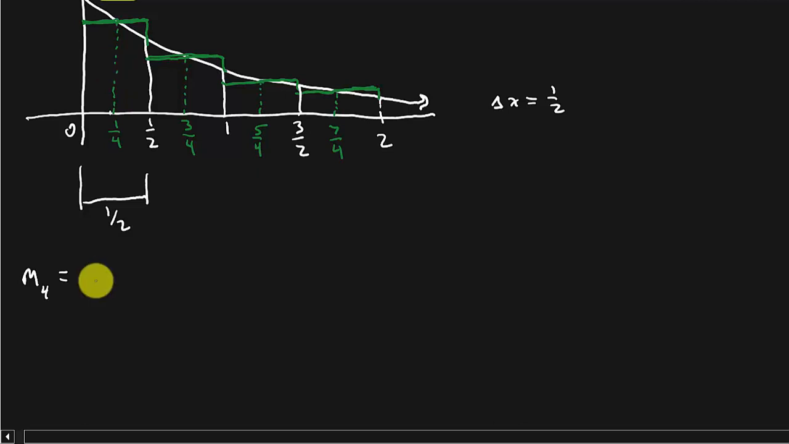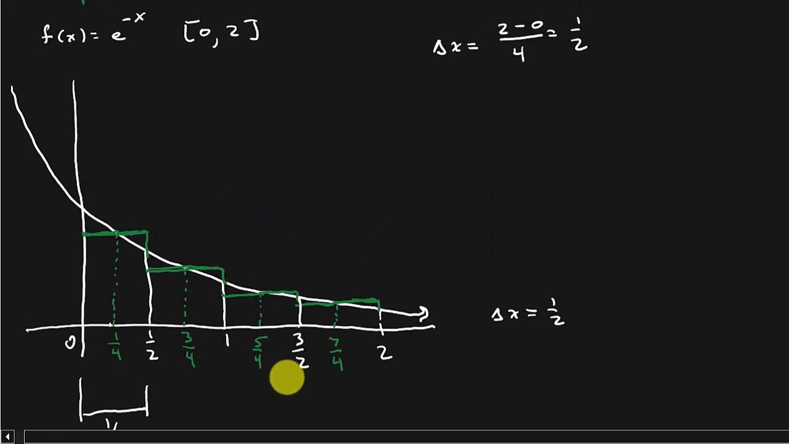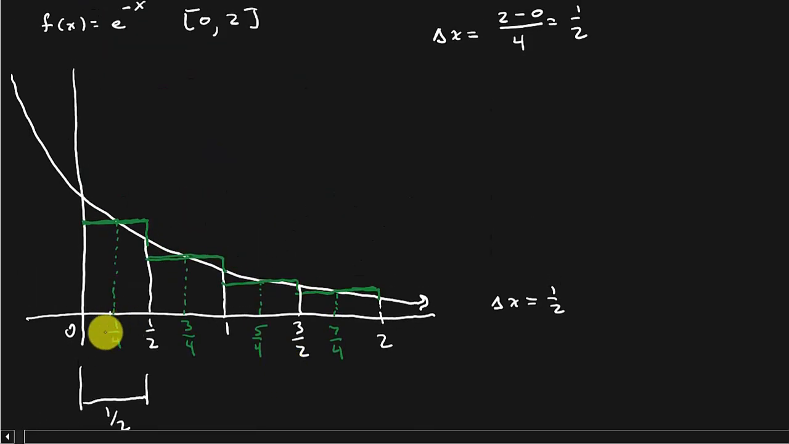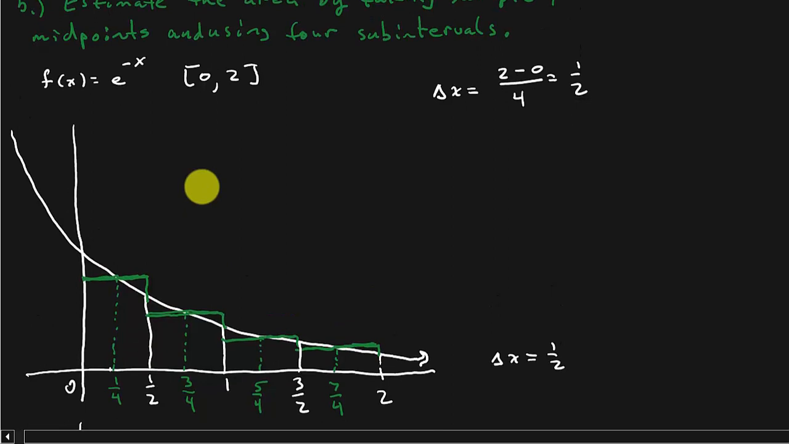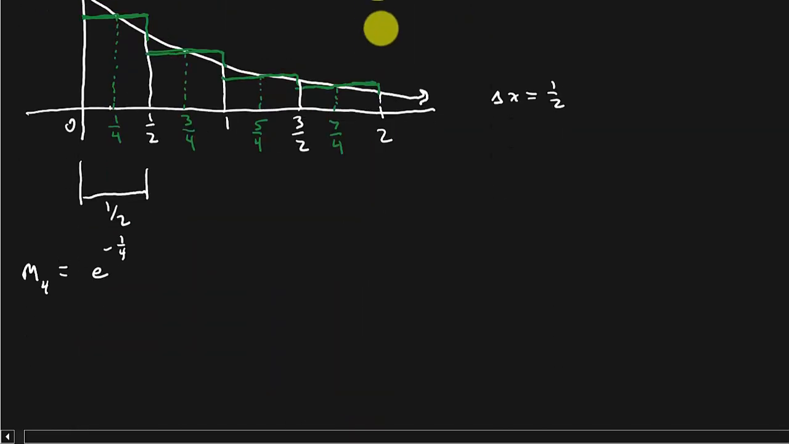Well, that's e to the negative 1/4, right? I take this 1/4 and plug it in here. That's all I'm doing. I'm not showing my work like I did in the first two examples, okay? So I'm taking the 1/4 and plugging it in here. That gives me the height of this rectangle, and then times the width.